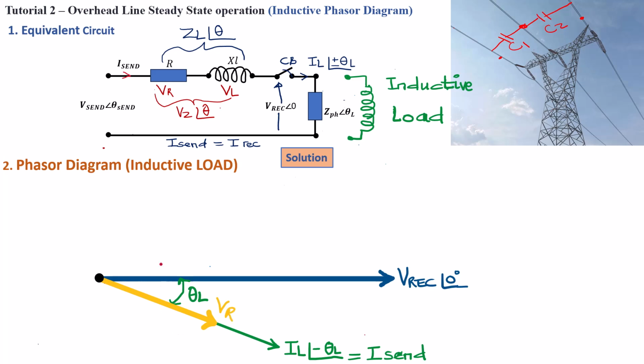But now, because VL is leading this VR by 90 degrees, it's important to note that this VL, the voltage across this inductance here, is not leading VREC by 90 degrees. It is leading VR, the voltage across the transmission line resistance, by 90 degrees. So that means we can draw our VL 90 degrees out of phase with VR.